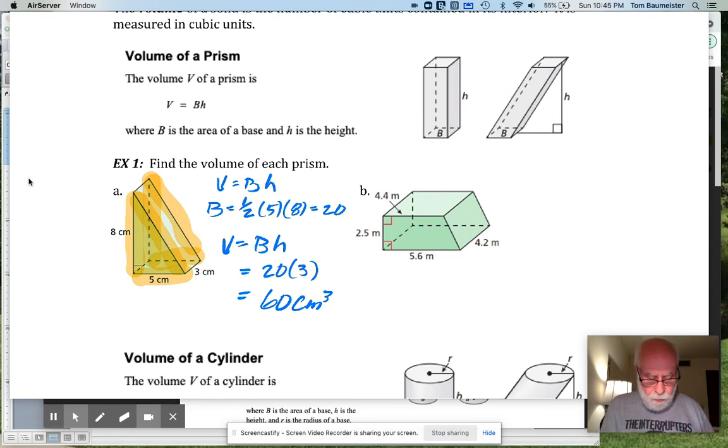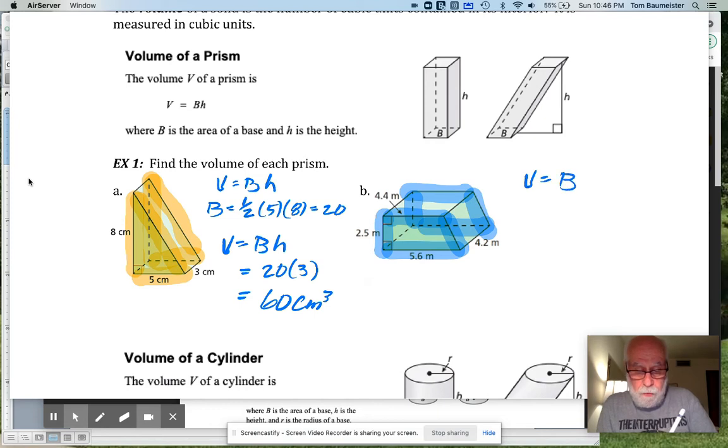The biggest thing here is to make sure you know what the base is. On this one, our base is right here, and it looks like it's going to be a trapezoid. Again, I'm going to use V equals capital B times H. In this case, my B is 1/2 times the height, which would be 2.5, times the bases. One of the bases is 4.4.